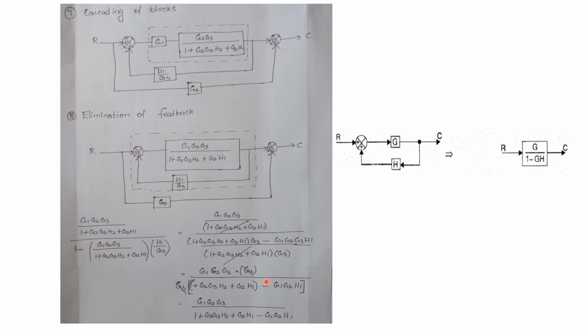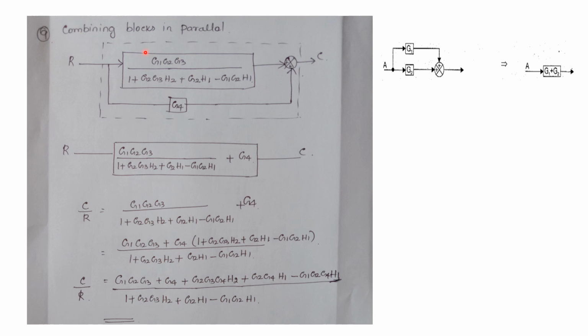So when we are bringing this G3 to the numerator, there is a possibility of square. So immediately we have to find out that term from the denominator and we have to cancel it. Now we can cancel G3 and the answer will be G1 G2 G3 divided by this value. Now instead of this whole block, we can write it as a single block like this with the gain of G1 G2 G3 divided by 1 plus G2 G3 H2 plus G2 H1 minus G1 G2 H1. Now that is the next block diagram. So this will be the next diagram.